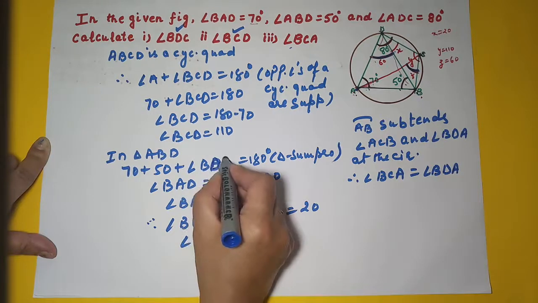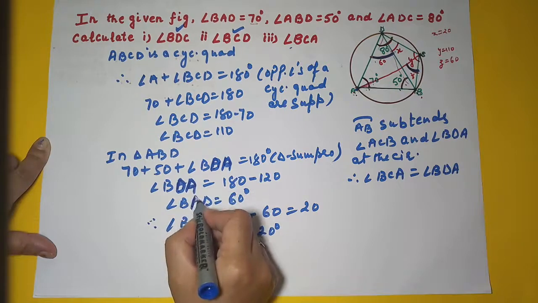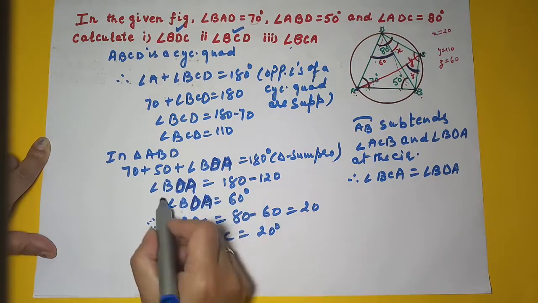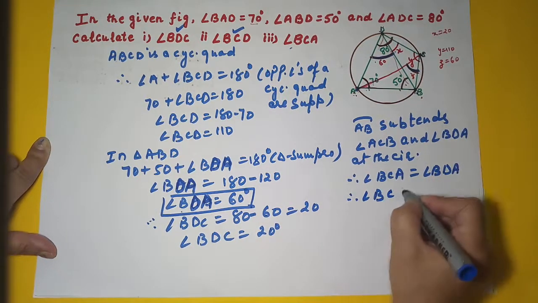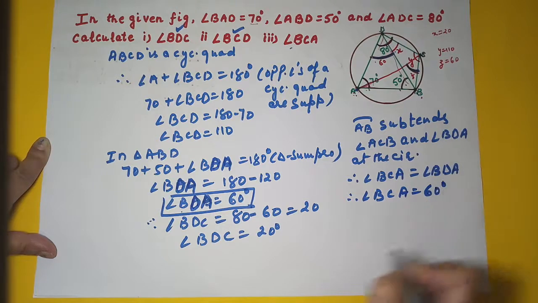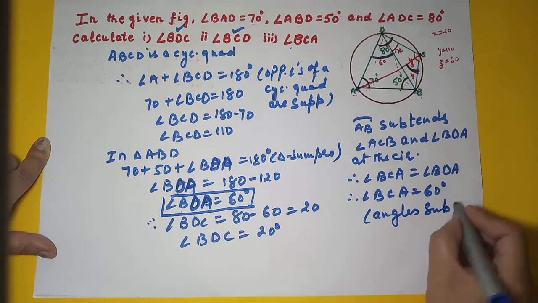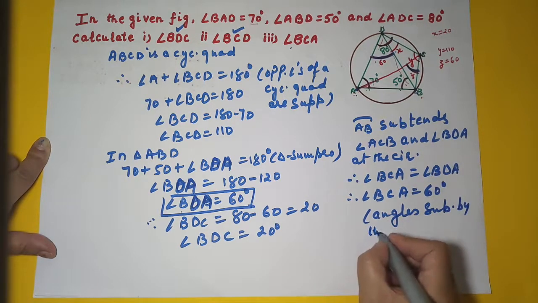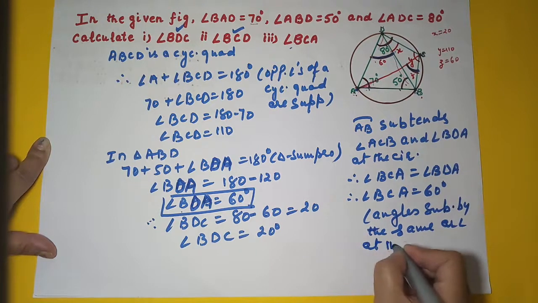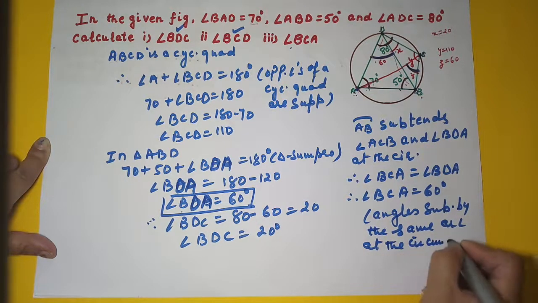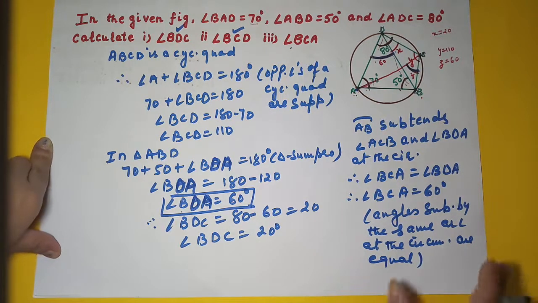Here it is BDA. Here also it is BDA. So it is BDA. Right? So BDA we have calculated 60. Therefore, angle BCA is also 60. Angles subtended by the same arc at the circumference are equal. Fine? Okay.